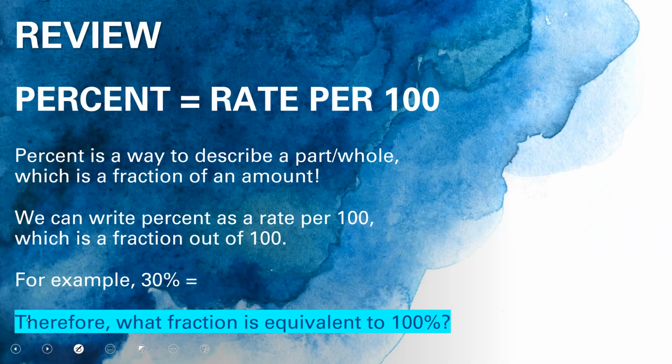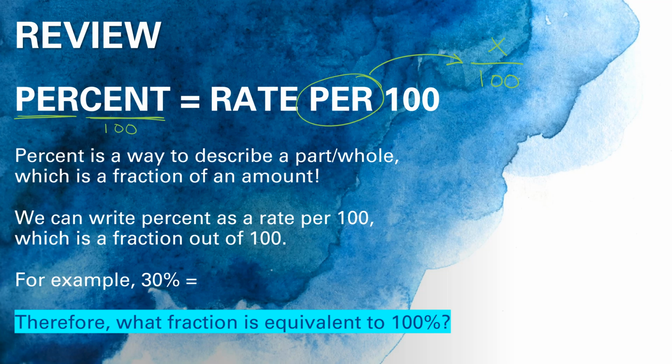So let's review. The word percent means per 100. Cent is a word that literally means 100, like centimeter, there's 100 centimeters in a meter. So it's a rate per 100. And we know that the word per tells us that we're talking about fractions. So this is some amount per 100, some fraction out of 100.